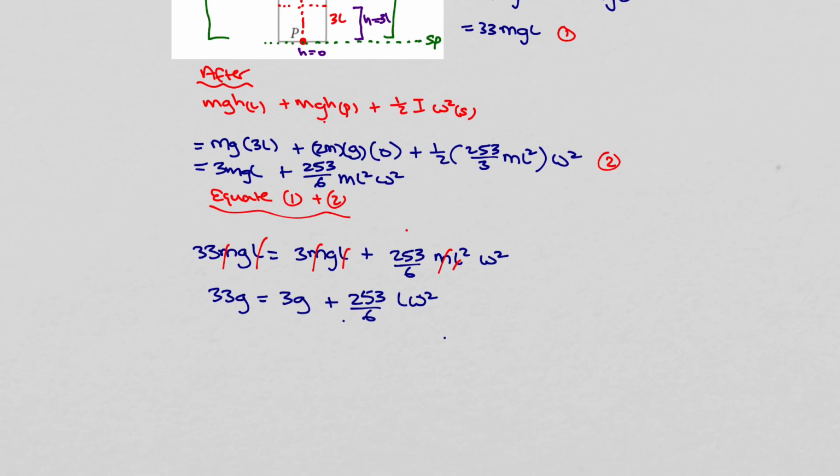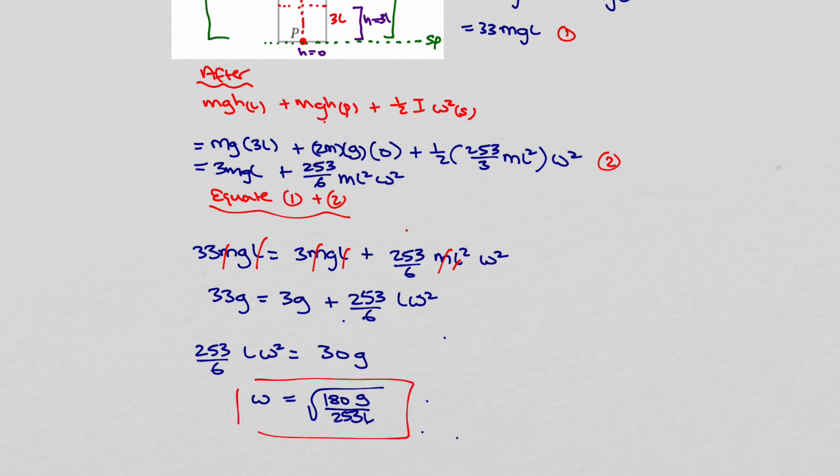So getting omega squared on its own then. So that gives me 253 over 6 L omega squared is equal to 30g. And therefore multiplying across by 6, dividing across by 253L and getting the square root of both sides gives me omega equals the square root of 180g over 253L.